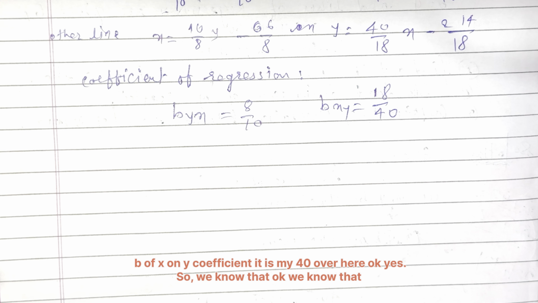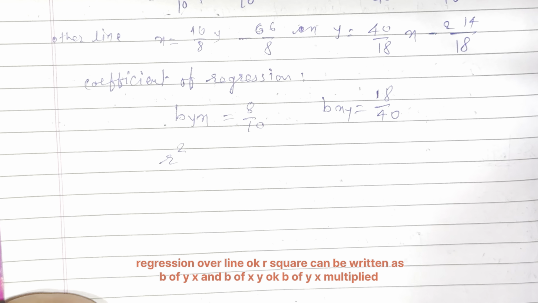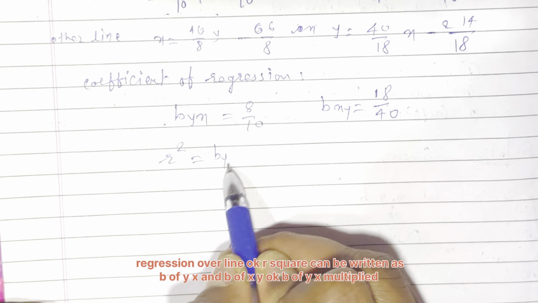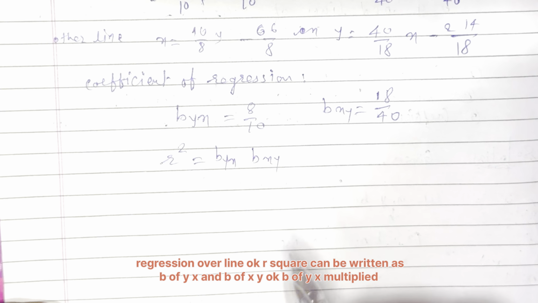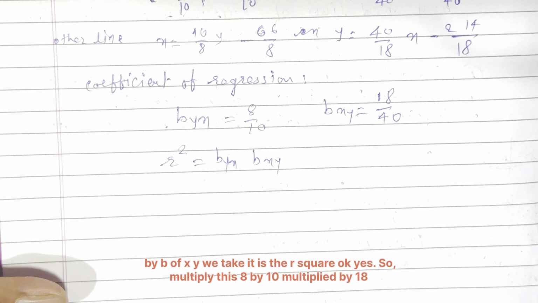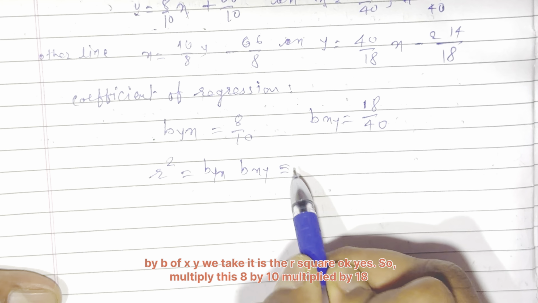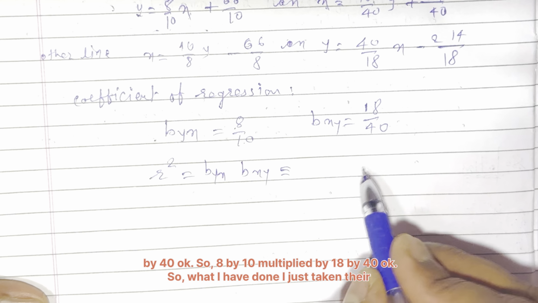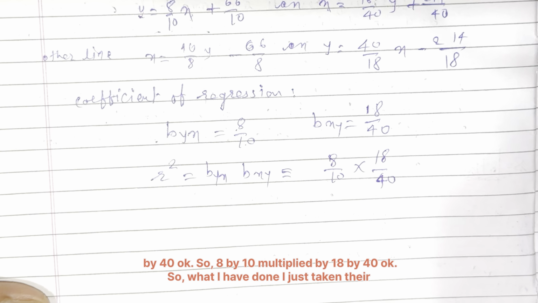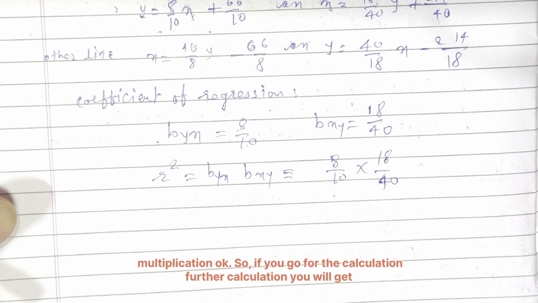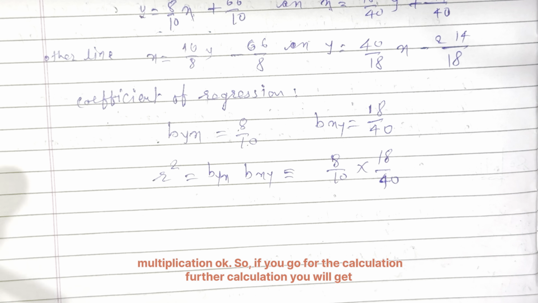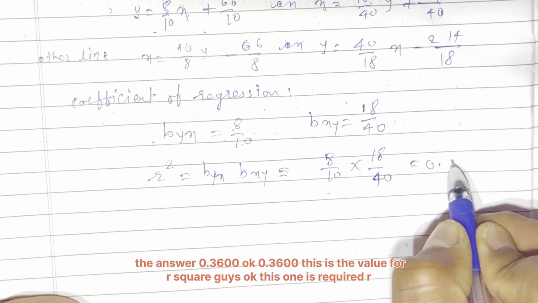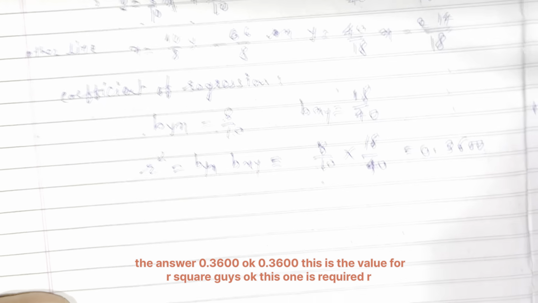We know that the regression r square can be written as b of yx multiplied by b of xy. So multiply 8 by 10 by 18 by 40. I just took their multiplication, and if you go through the further calculation, you will get the answer 0.3600.